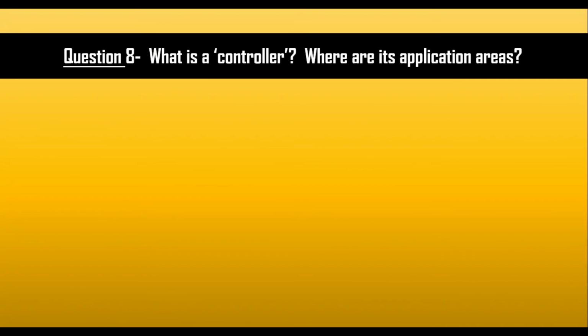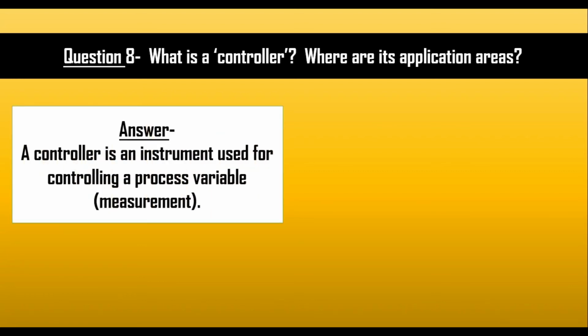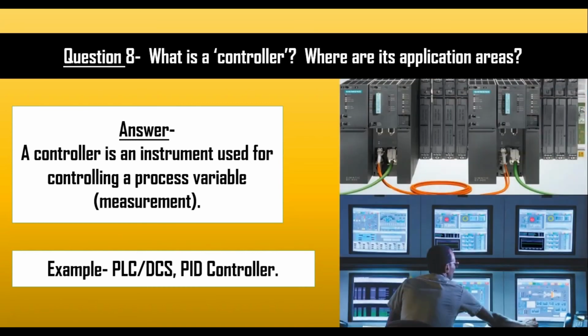What is a controller? Where are its application areas? Friends, a controller plays an important role in instrumentation, so this question is very helpful for you. A controller is an instrument used for controlling a process variable or process measurement. Examples of controllers are PLC, DCS, PID controller. A PLC DCS controller is shown in the picture. A PLC DCS controller is controlled by using SCADA.